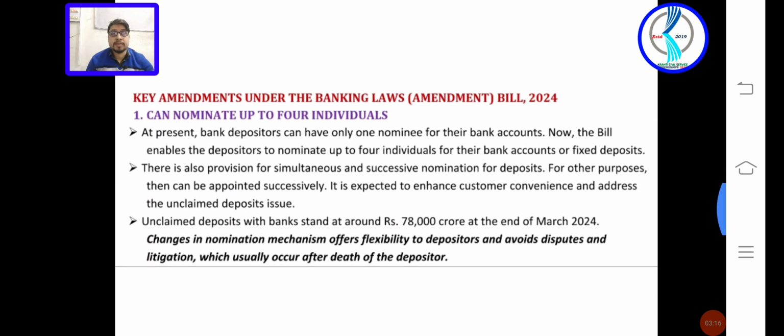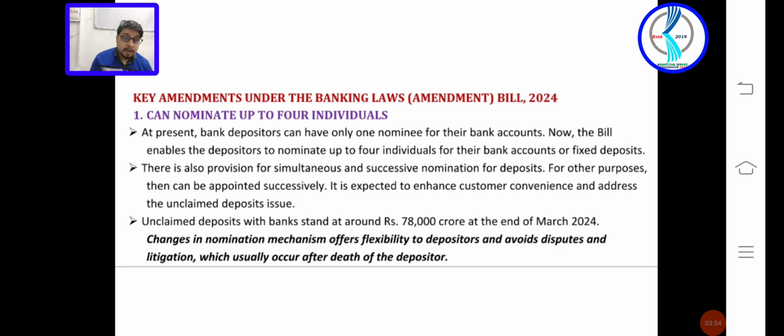What type of amendments do we expect from this bill? Number one, till now there is a concept of nominee, and there is only one nominee. If anyone opens an account, they have to fill in the name of their nominee. It can be a blood relation, my brother, or my friend also. Only one nominee, for opening a saving account, current account, everything, and for a locker account also.